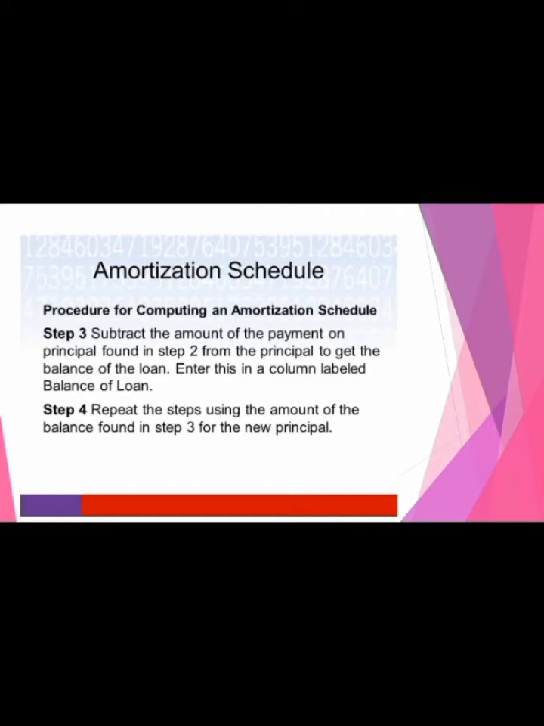Step 3. Subtract the amount of the payment on principal found in step 2 from the principal to get the balance of the loan. Enter this in a column labeled balance of loan. Step 4. Repeat the steps using the amount of the balance found in step 3 for the new principal.